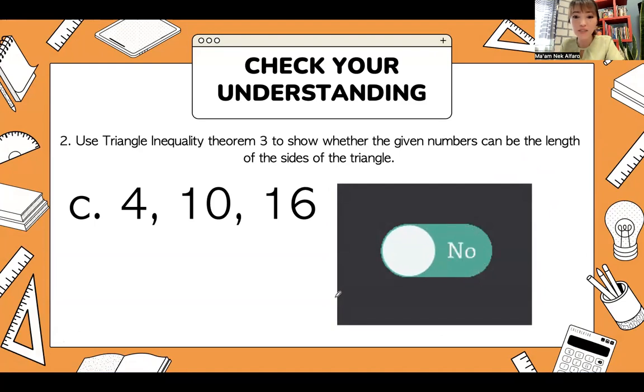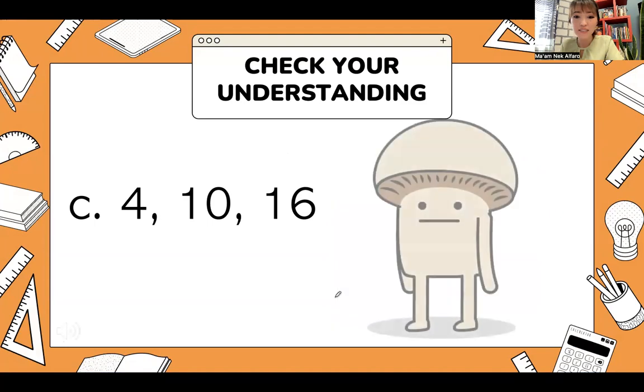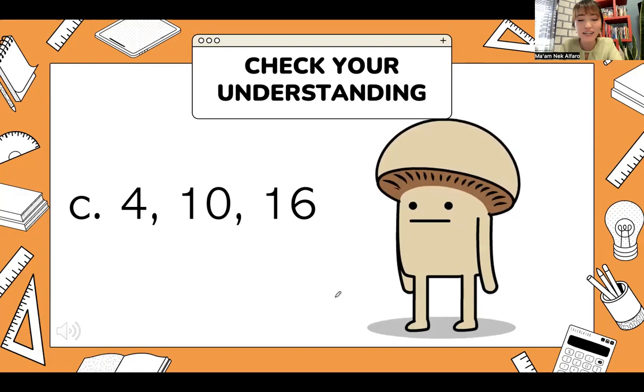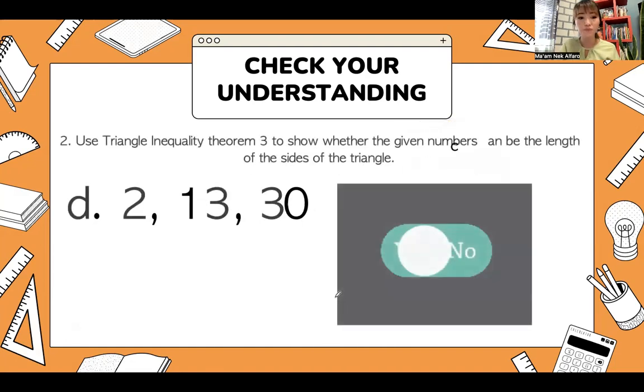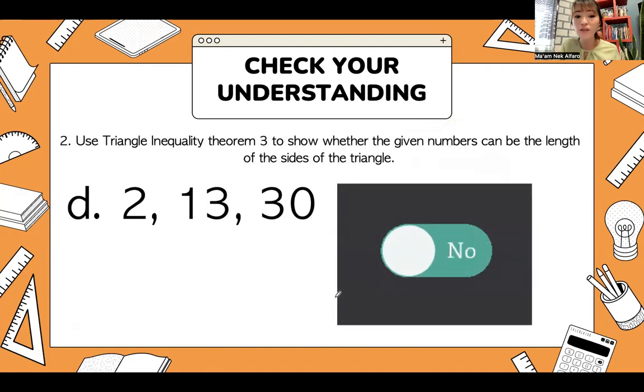Answer? Yes or no? No. Why not? 4 plus 10, 14. 14 is not greater than 16. So the statement is false. All right? It cannot form a triangle. Last one. 2, 13, 30.